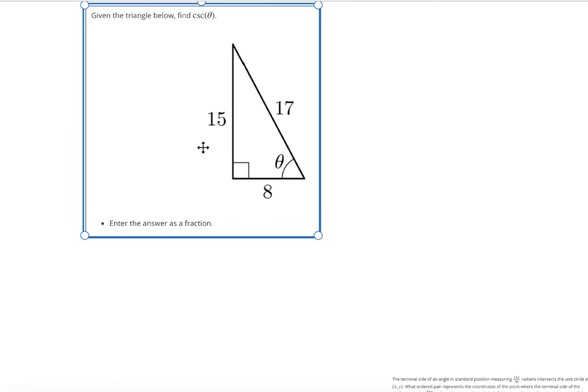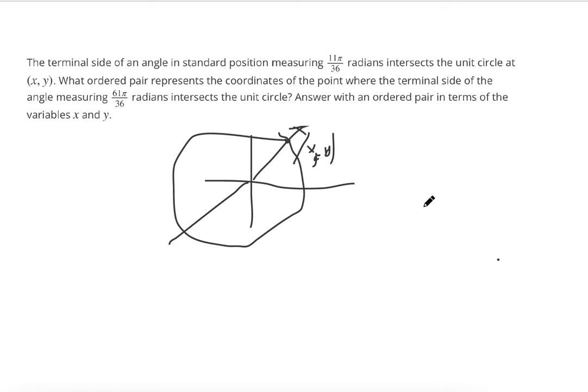Same thing for this one. When you try to evaluate cosecant and enter the answer as a fraction, so you could say, whatever you think cosecant is supposed to be using the definition of cosecant, like 15 over 8 or 8 over 17. Leave it as a fraction. Don't convert it to a decimal. Terminal side of an angle in standard position measuring 11 pi over 36.